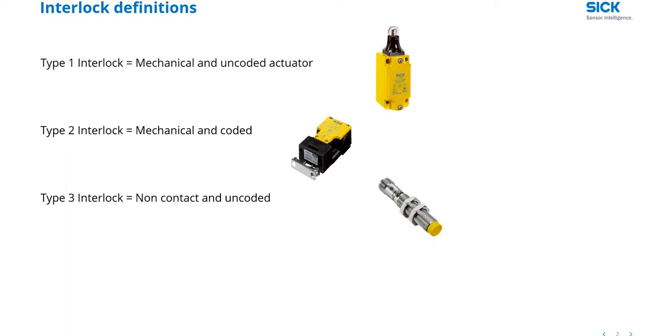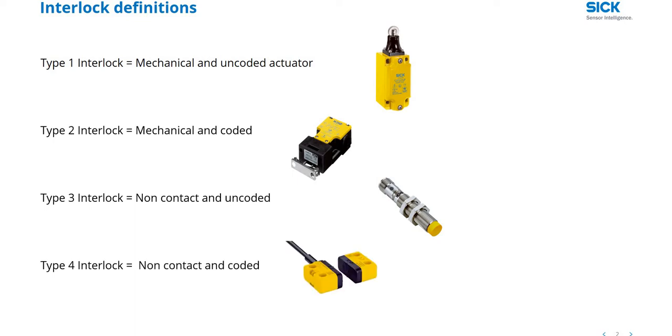So then type 3 interlocks would be moving away from mechanical actuation style and going to a non-contact type. And in this example, a safety proximity switch, the mode of actuation is basically any metal surface, that would be considered uncoded. It's repeatable. It doesn't take a specific actuator to switch the device. Uncoded with a non-contact type 3 interlock. Type 4 interlocks would be just following the pattern there, non-contact and coded. So this would be, for example, our RFID-based STR1 switch.